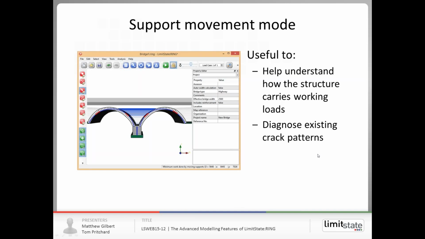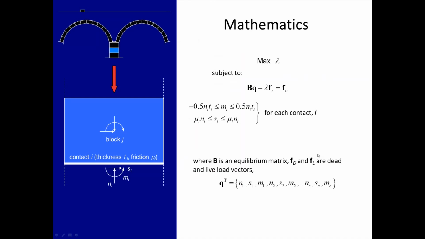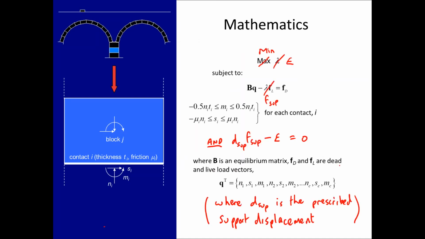How do we do the analysis in this case? Well, the formulation looks a little bit different. So instead of finding maximum load factor, we're actually finding a minimum energy solution or minimum energy done by the supports, and other bits and pieces in the formulation are also changed accordingly.